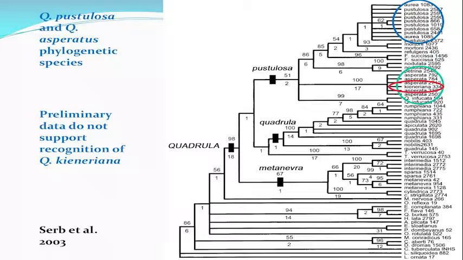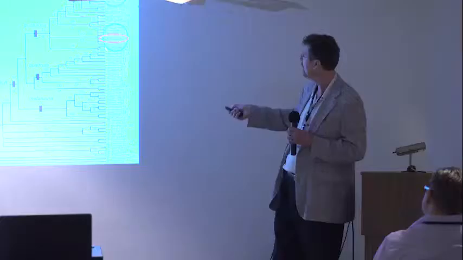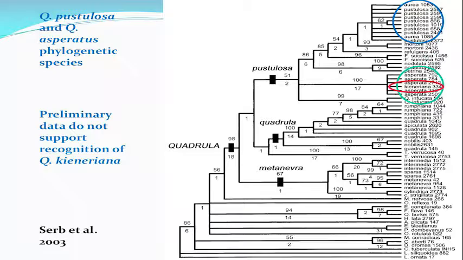Pustulosa and aspirata are quite distinct on the tree. They group in very different parts of the tree. And so because of that, we tend to say those are two different phylogenetic species, right? They're grouping together phylogenetically, evolutionary-wise, on a tree. So they seem like good species.